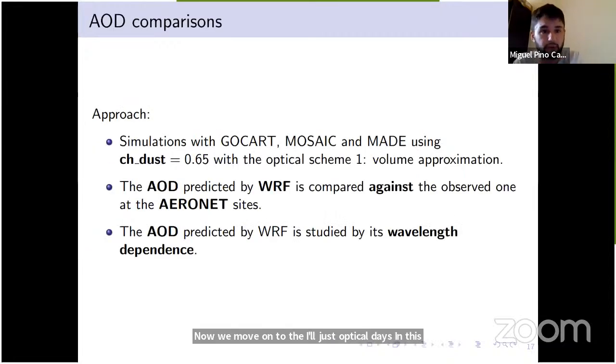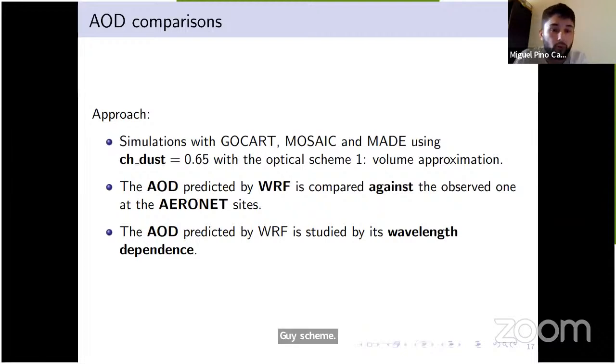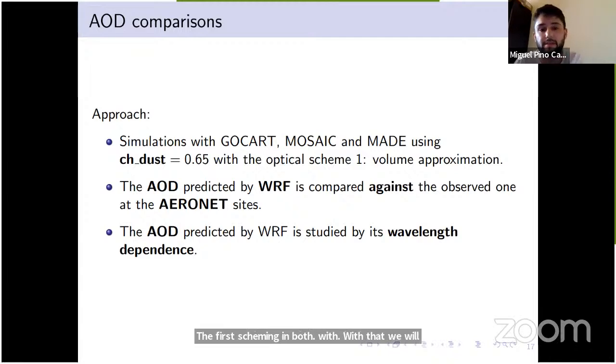In this case, the approach will be to perform 3 simulations, one for each aerosol scheme, using the CH_DUST of 0.65 and the volume approximation optical scheme, the first scheme in WRF. With that, we will compare the aerosol optical depth predictions by WRF with the aerosol optical depth data from Aeronet. And we will also study the wavelength dependence of the aerosol optical depth.